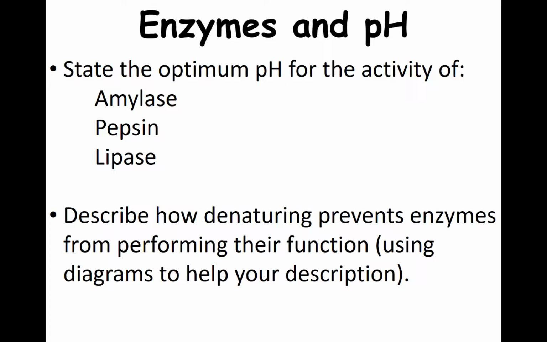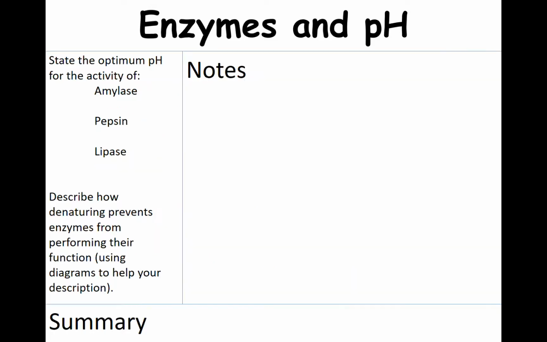pepsin and lipase, and we should be able to describe how denaturing prevents enzymes from performing their function, using diagrams to help your description. So we should write our notes in the Cornell note-taking style, with our objectives on the left, matching up on the right with our notes, which are answers to those objectives. Finally, you'll write a summary in your own words of the lesson.